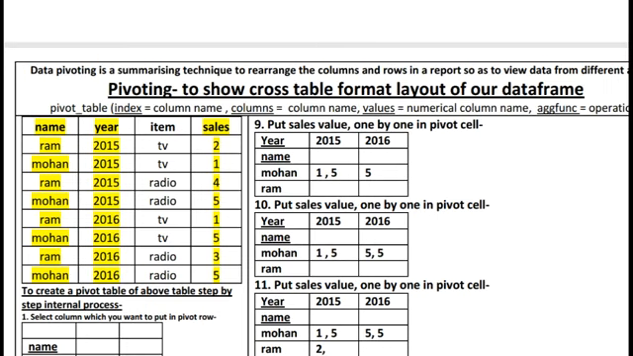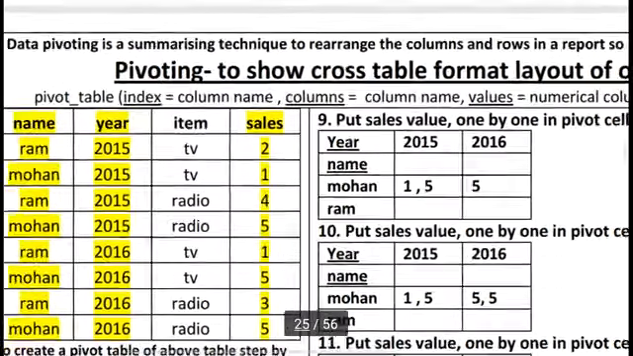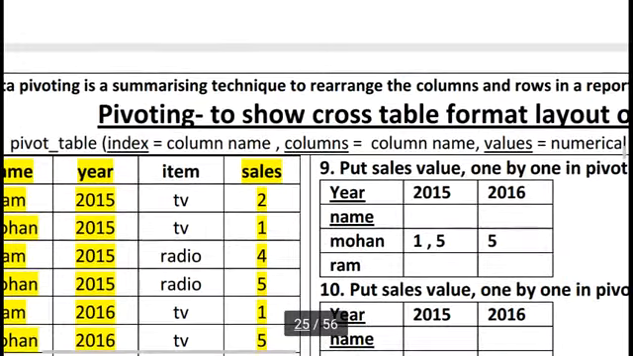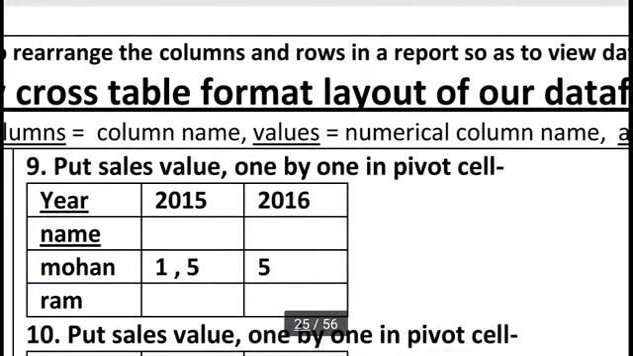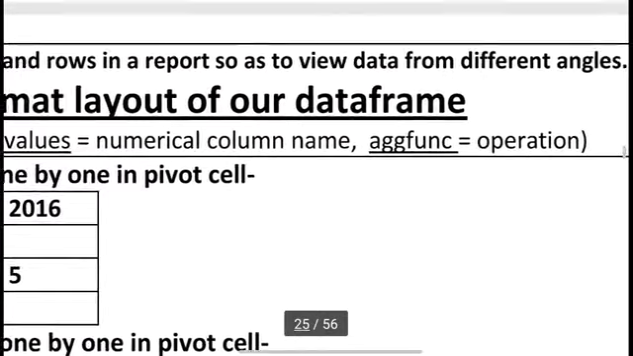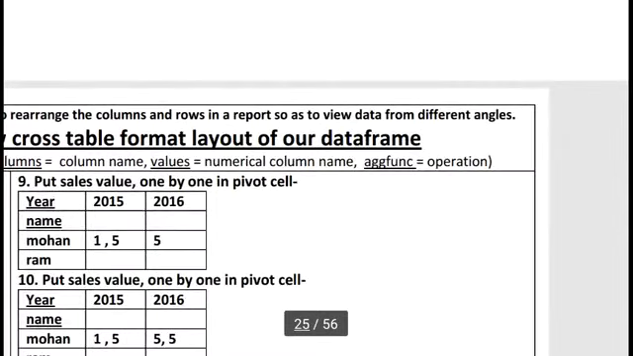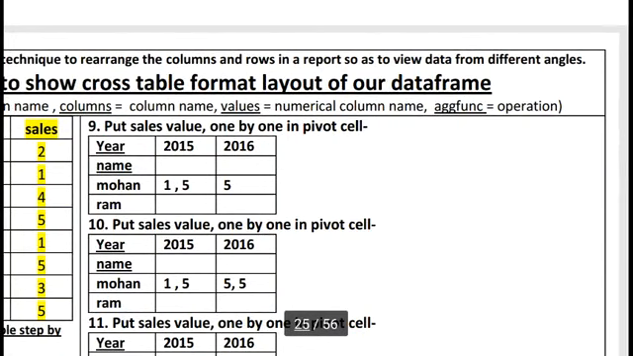So first, let us know what pivoting is. Data pivoting is a summarizing technique to rearrange the columns and rows in a report so as to view data from different angles. So always keep in mind what pivoting is. Pivoting means we already have a table, but different departments will see this table in different layouts and structures to understand it according to their needs. So it is very difficult to change the layout of a root table.